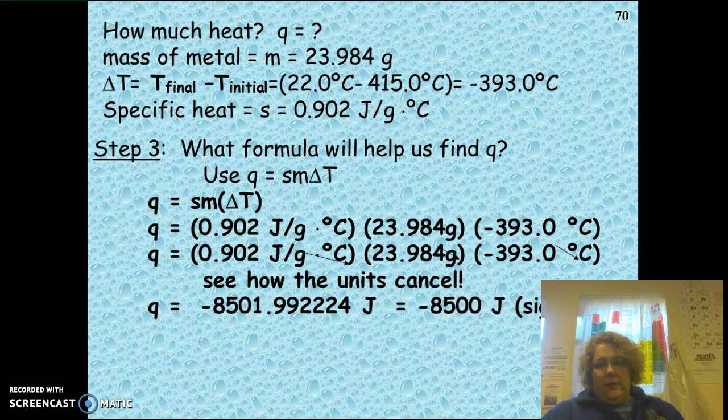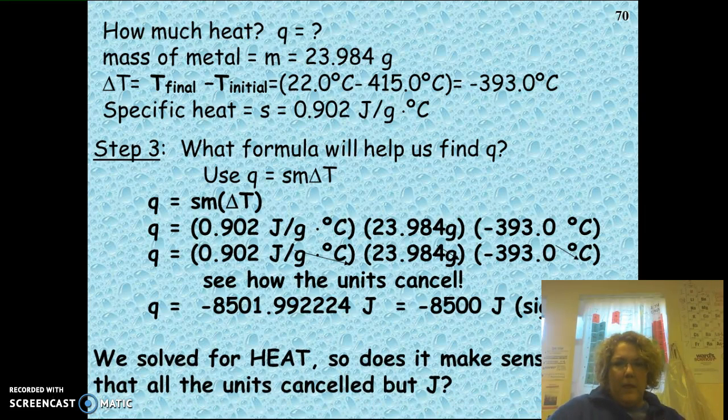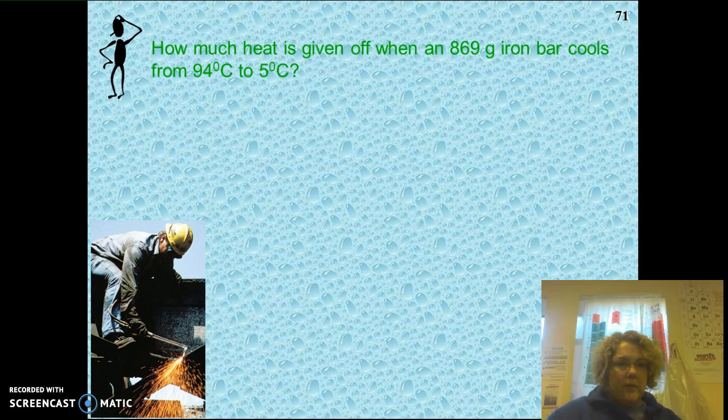Okay, and I would round that to about negative 850 for sig figs. To really show this in 3 sig figs, which is what it needs, I would have to put it as 8.50 times 10 to the third. I'd have to put it in scientific notation, but I didn't do that here. So we got a negative answer. That makes sense. The hot aluminum cooled off and released heat, about 8,500 joules of it. Does it make sense that everything canceled but joules? Yes, because that's what we're looking for, just heat energy. It makes sense that it's negative.